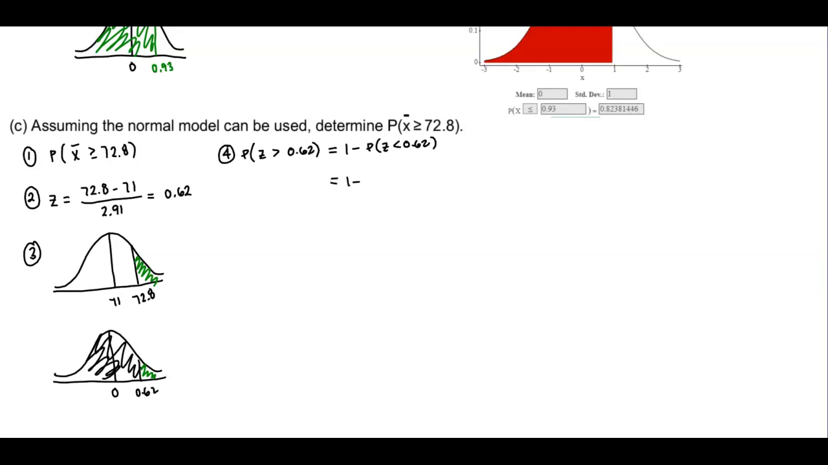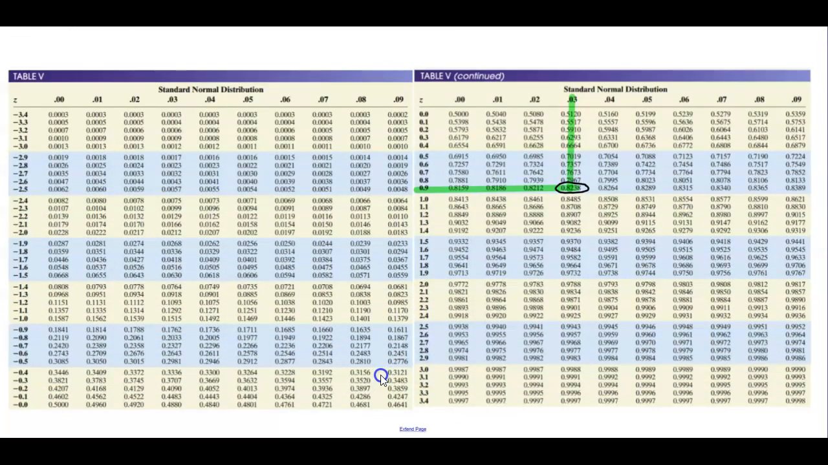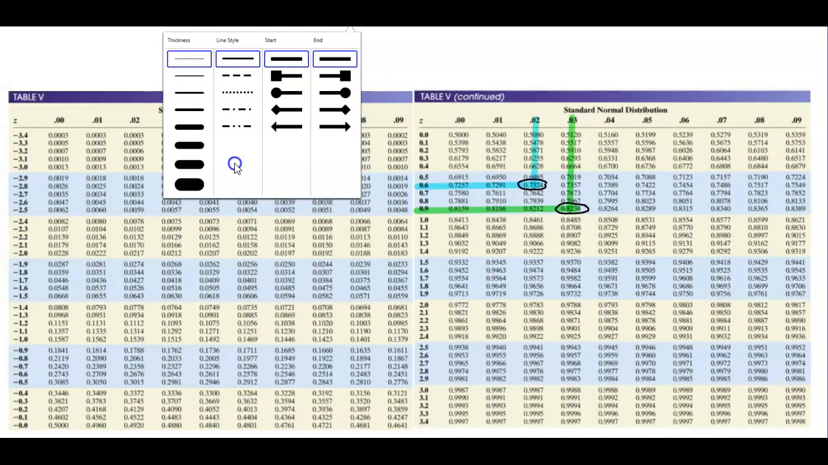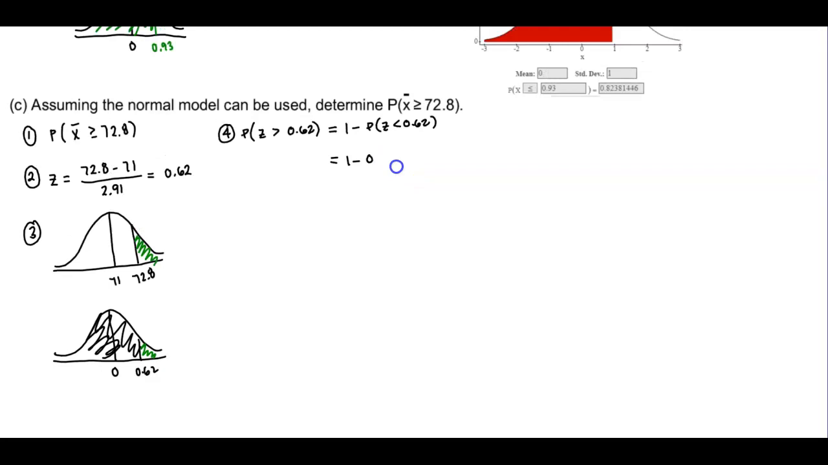So we take 1 and subtract the area for 0.62. Let's take a look. 0.62 gives us the following area, which is 0.7324. So we take 1 minus 0.7324, which gives us a probability of 0.2676.